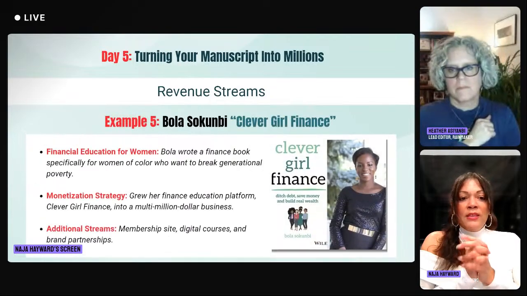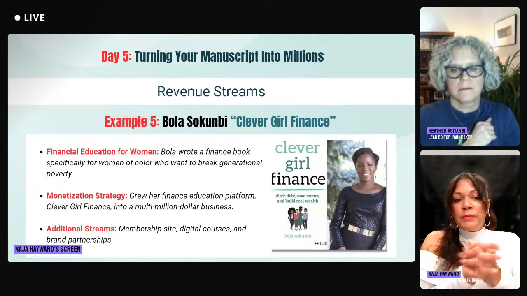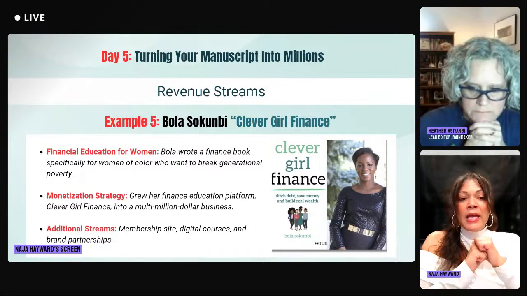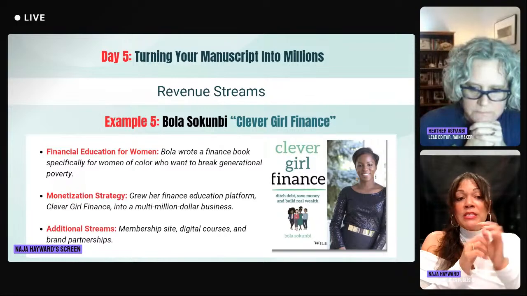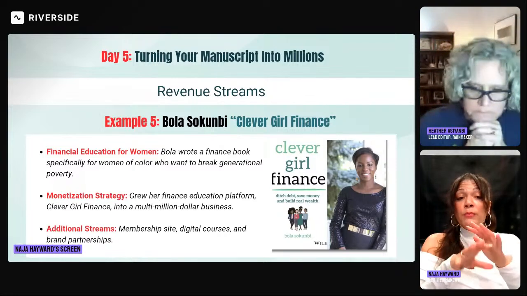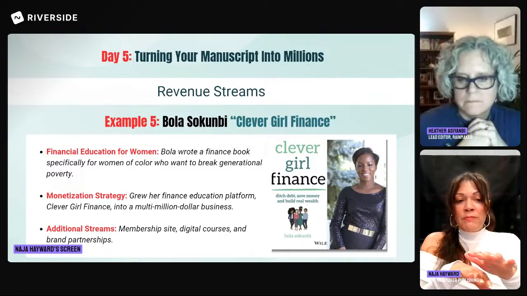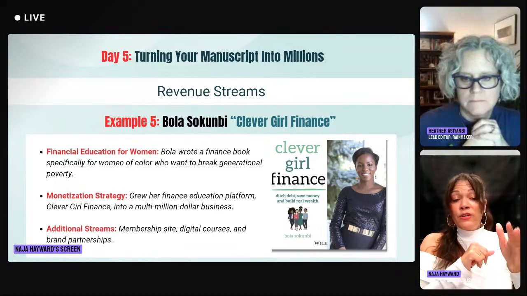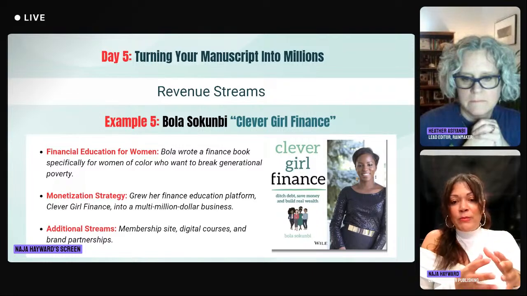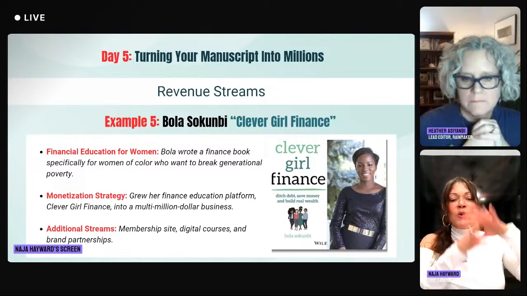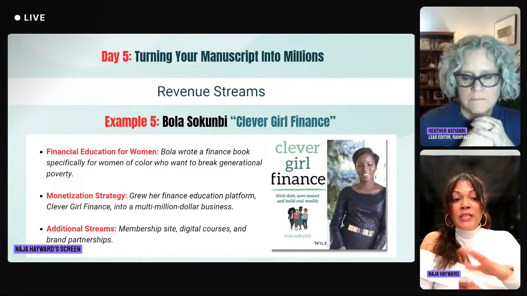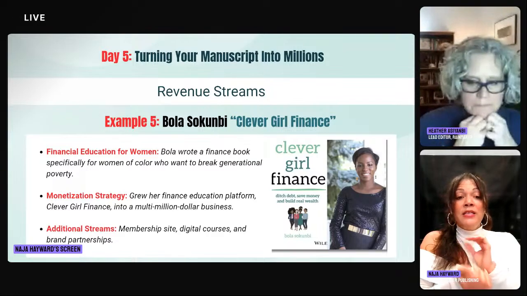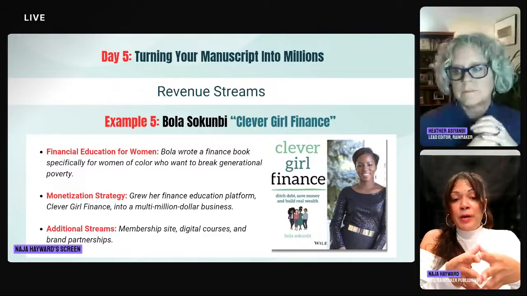And then Bola Sokunbi wrote a book called Clever Girl Finance. She wrote this book specifically for women of color who want to break generational poverty. She grew her finance education platform, Clever Girl Finance, and it's not just about the book. She turned the whole ecosystem into a multi-million-dollar business, with membership sites, digital courses, and brand partnerships.